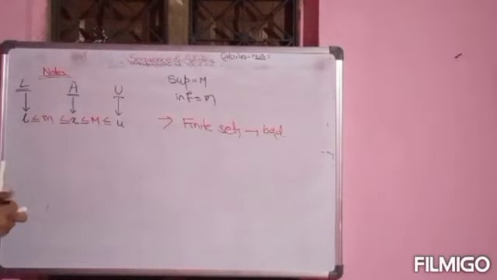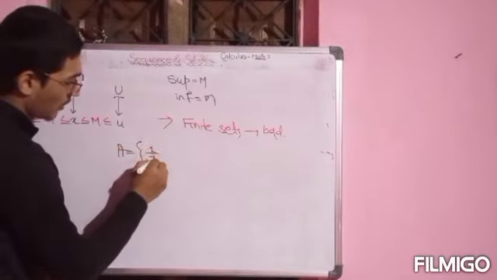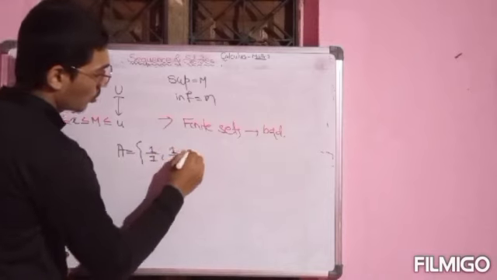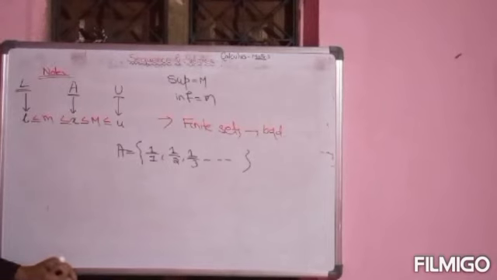Okay. So my last question before ending the class, that if my set is 1 by 1, 1 by 2, 1 by 3, like this, whether it is bounded or not, tell me in the next class.